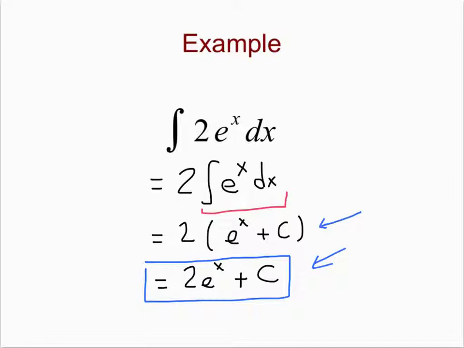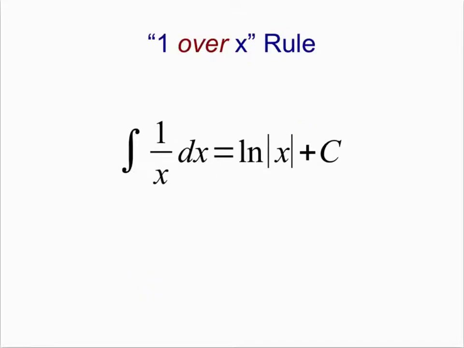The point here is that finding the derivative, or the antiderivative, for functions that involve e to the x is fairly straightforward. The last rule that I want to take a look at is what we're going to call the 1 over x rule.